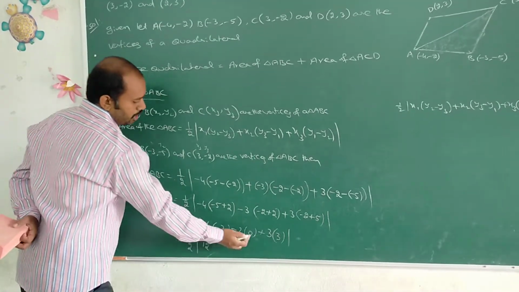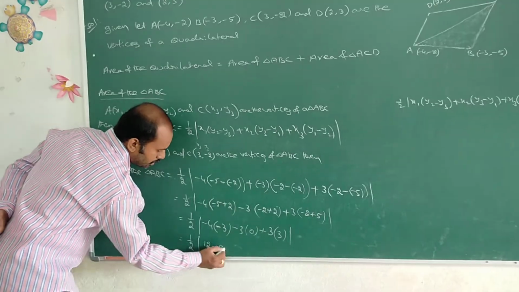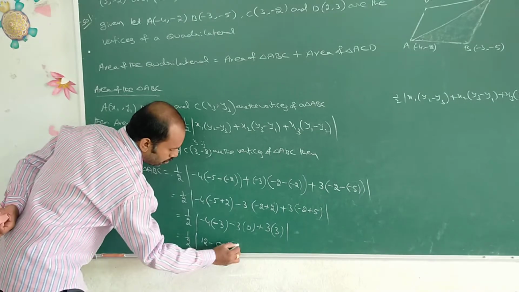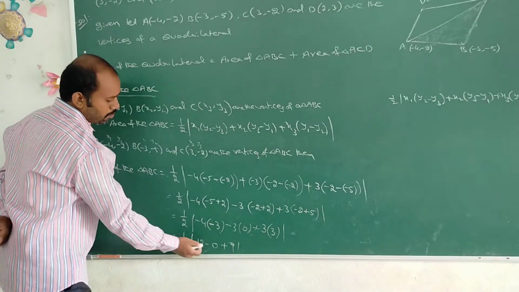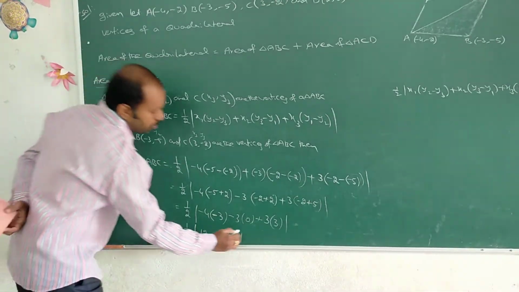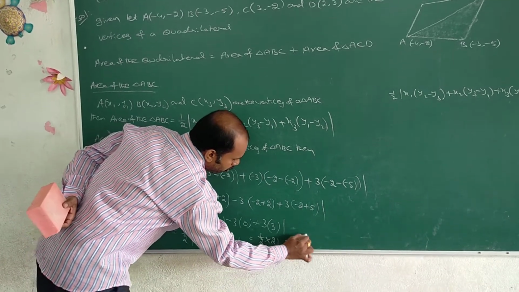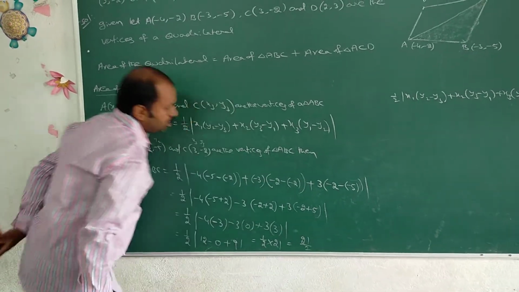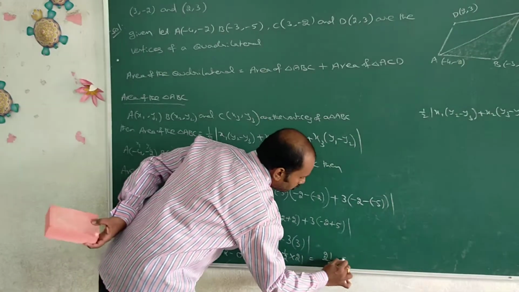Any number you multiply with 0 you get 0. So 12 minus 0, and 3 3s are 9, the third term. So 12 plus 9, here 12 minus 0 is 12, plus 9. That is equal to 21. Here half into 21, that is 21 by 2. This is the area of the triangle ABC. So area means what do you write? Square units.